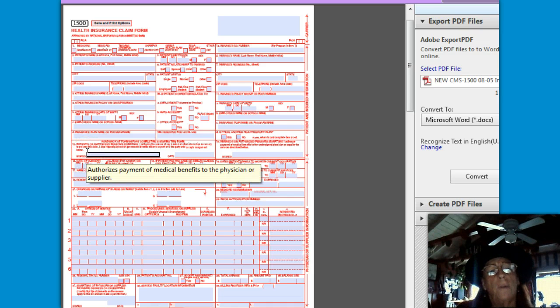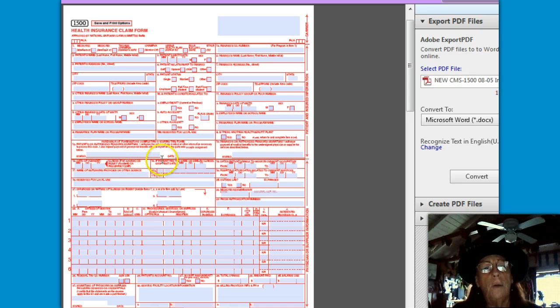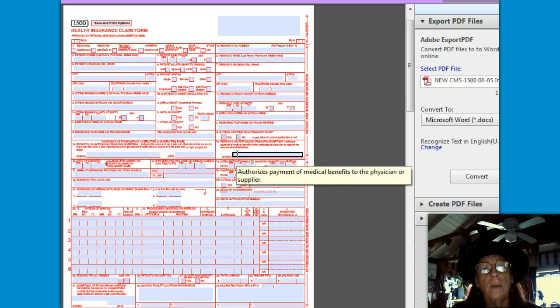Block 12 authorizes payment of medical benefits. This is signed electronically, so you're just going to type in signature on file, or you can just type in SOF. Here on the date, you're going to have an 8-digit date, no dashes, no spaces, no slashes, just one long 8-digit number. Again, on this section, you're going to write either signature on file or SOF. This authorizes the insurance company to pay the doctor directly for services supplied.